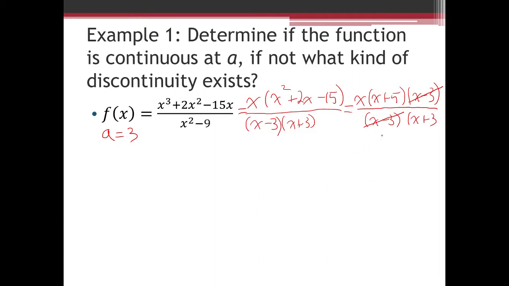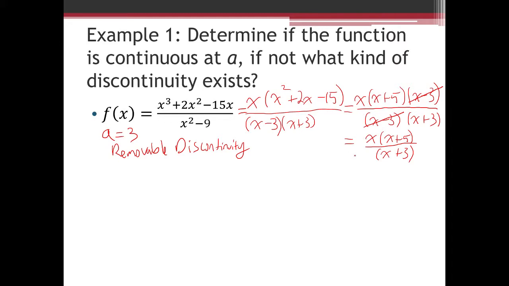So it looks like we can remove the discontinuity by instead using this function. There's still going to be a point of discontinuity on the original function, though. But at a equals 3, we can remove that discontinuity by using this function instead. So at a equals 3, this is a removable discontinuity.